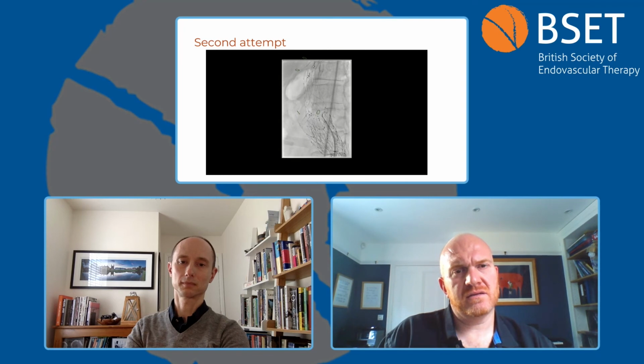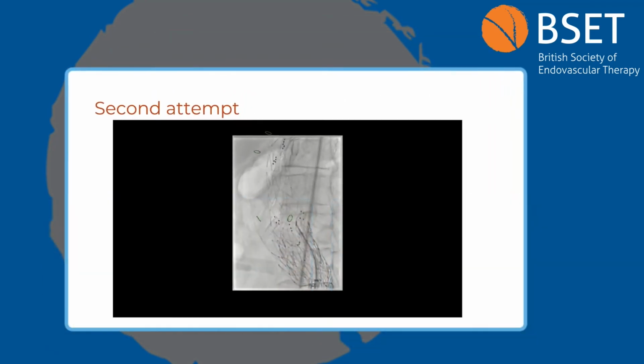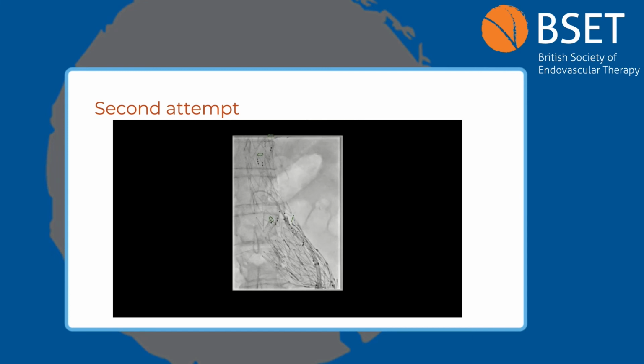So this is the second attempt. First, I went from the groin. We can see I have a 12 French sheath and then an 8 French steerable sheath. I accessed the space between the two. I tried to get the wire in, but it didn't go. Now I looped the catheter around, and actually, surprisingly, the glide wire just went in.